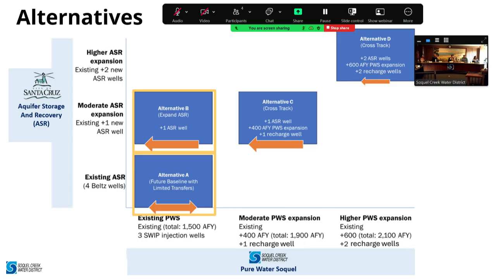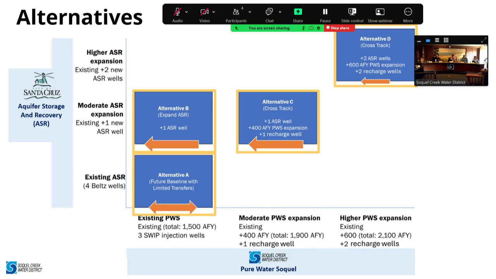And then alternative C, that's an expansion of Pure Water Soquel and ASR. And that would include one new Pure Water Soquel seawater intrusion prevention well and one new ASR well. And that would increase the transfer capacity. That would be the largest total transfer amount between the two agencies.